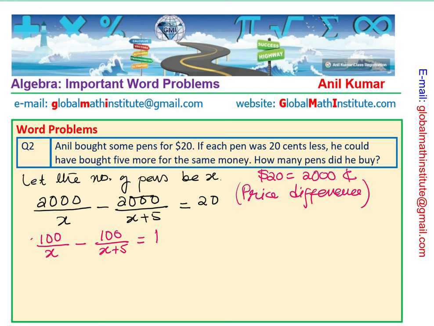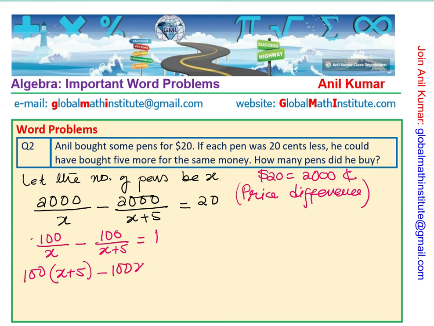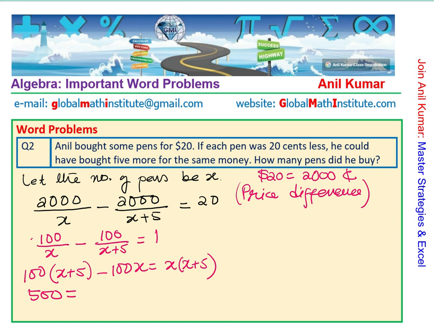Now let's multiply by the common denominator x times x plus 5. So we get 100 times x plus 5 minus 100x equals x times x plus 5. Makes sense? Now this is 100x and 100x gets cancelled, right? So you get 500 equals x square plus 5x. Correct? Now, from here, we need to find the value of x.